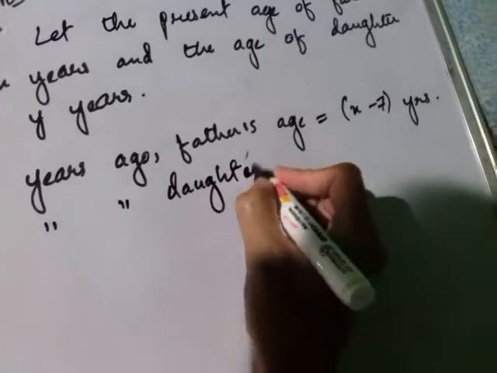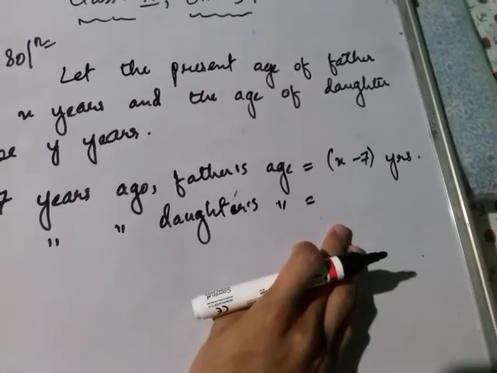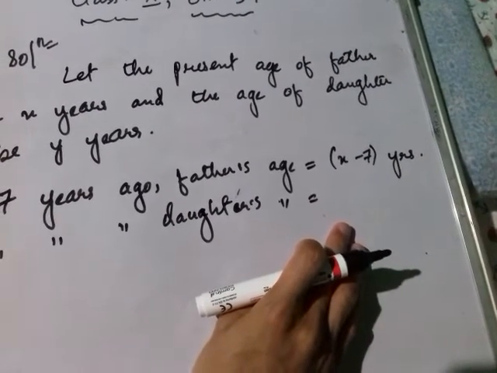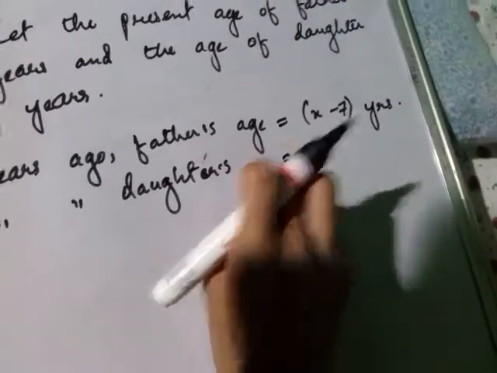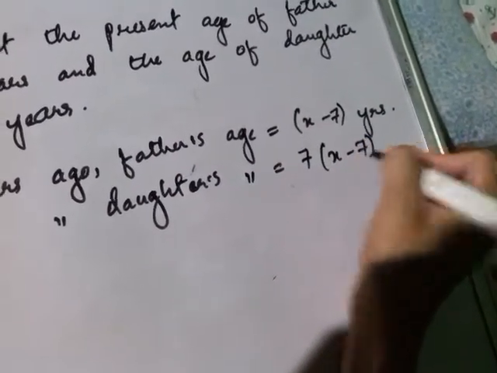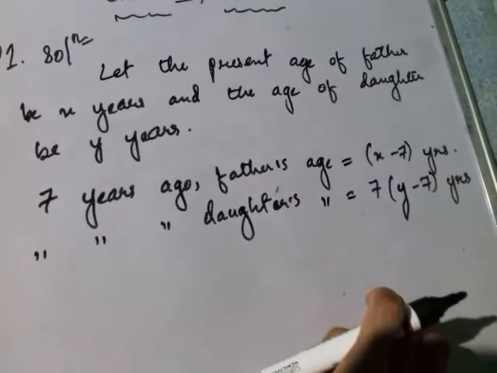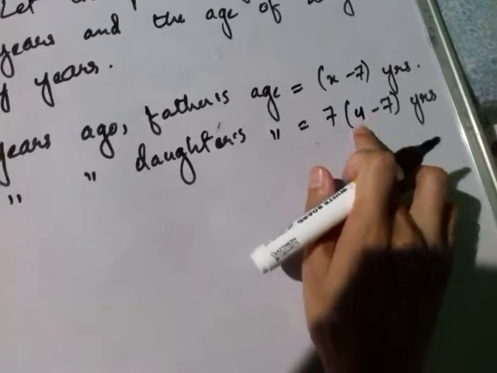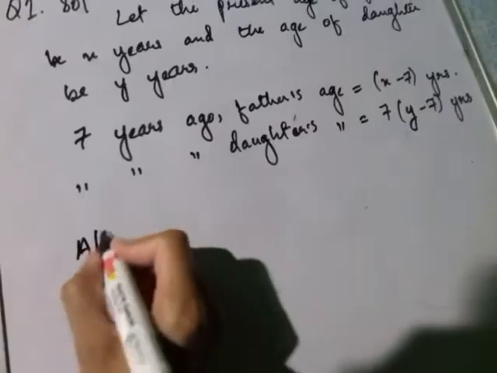Now we will find out the daughter's age. You see, the question says I was 7 times as old as you were then, so 7 times as old as the daughter was 7 years ago. That means 7 into X minus 7. Oh sorry, Y minus 7, because we took the daughter's age as Y. So we will write 7 into Y minus 7.